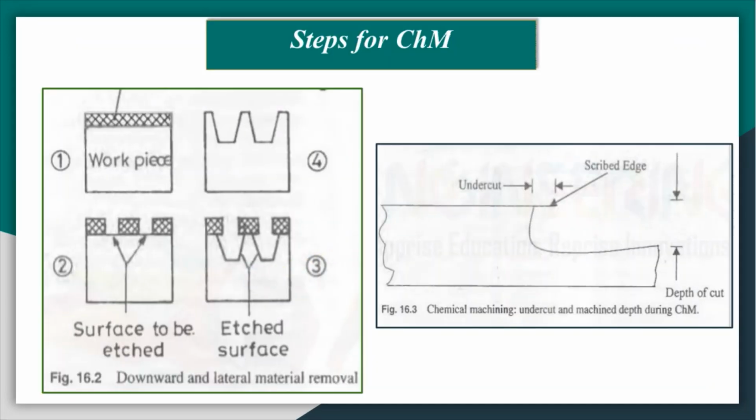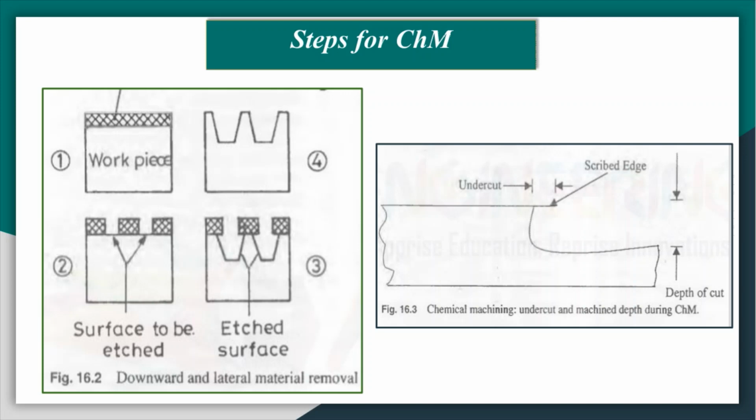In step 1 you have to take the workpiece, which is chemically cleaned. Then we have to apply the mask. Then we go for the etching process, and at the last, that is step number 4, you will get our final product.